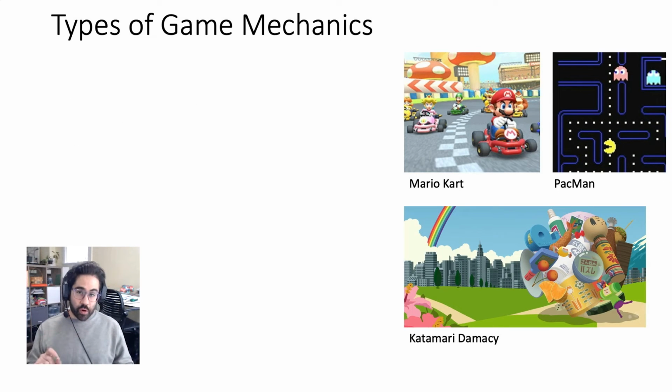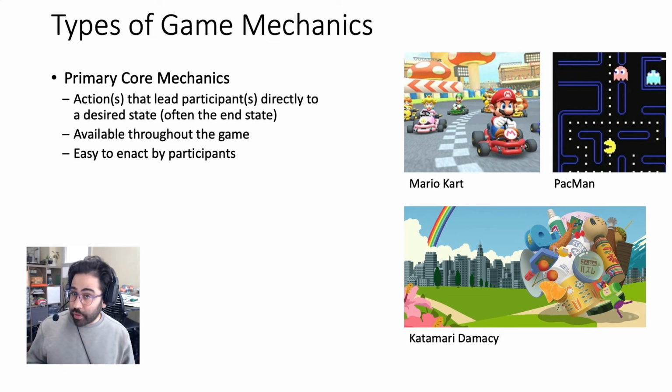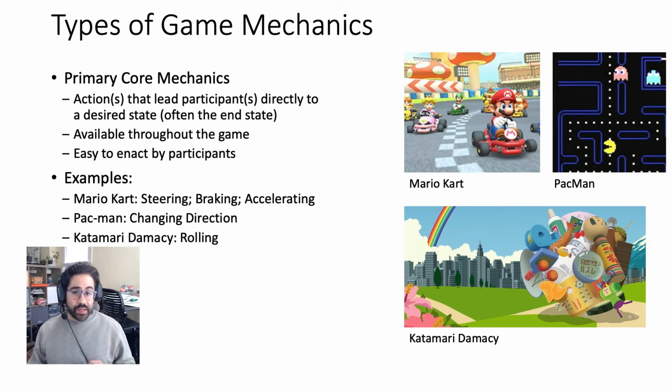We can break down core mechanics even further into primary core mechanics, and that is an action or actions that lead the participants directly to a desired state in the game. And again, that's often the end state or the win state. These mechanics are actions that are available throughout the game and that are relatively easy to enact by the participants. So again, in the case of Mario Kart, some primary core mechanics are steering, braking, and accelerating. Those are all required to race. For Pac-Man, a primary core mechanic is changing direction. And for Katamari Damacy, the primary core mechanic is rolling the Katamari around.